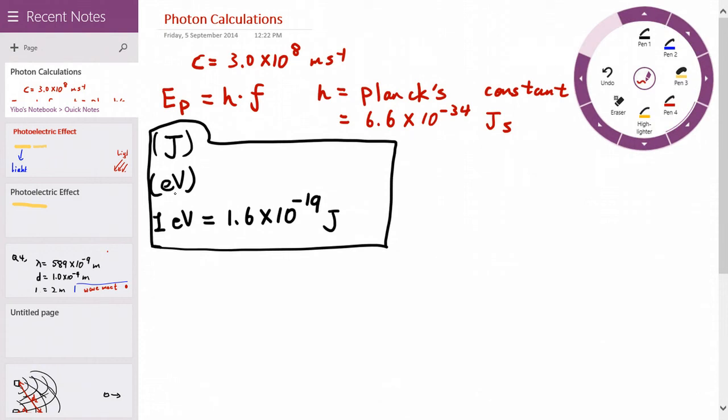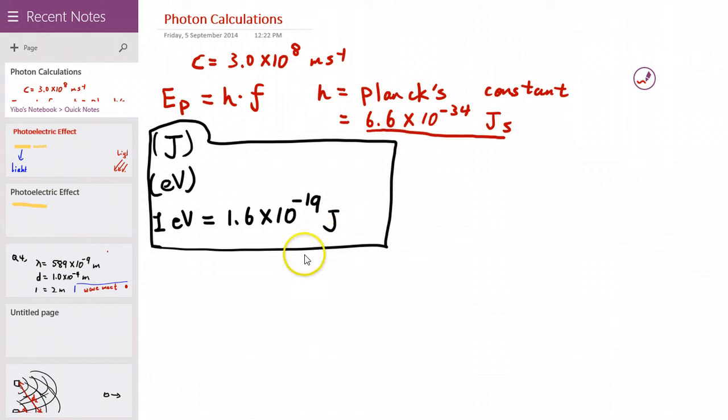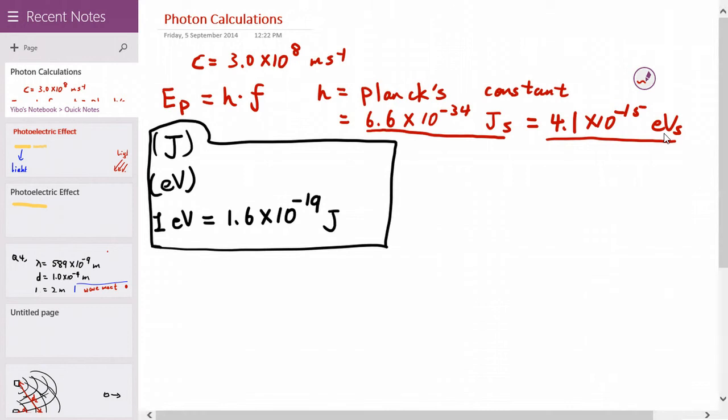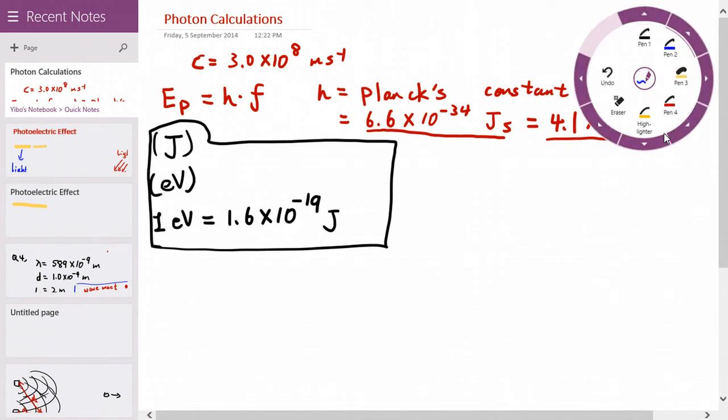So easily we can convert Planck's constant into electron volts. Now it's 4.1 times 10 power of minus 15 electron volt seconds. This is the Planck constant if you use the unit of electron volts. The idea is this. Let me just do an example.